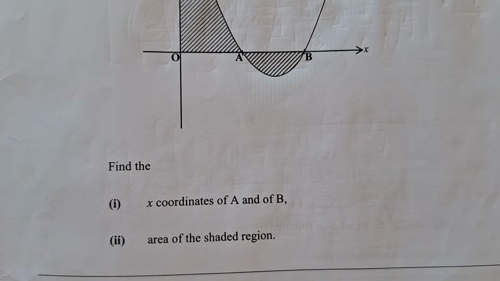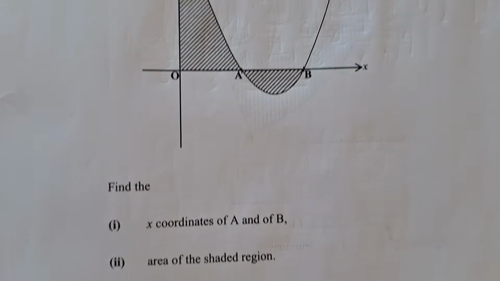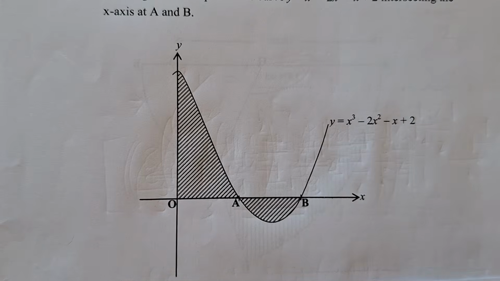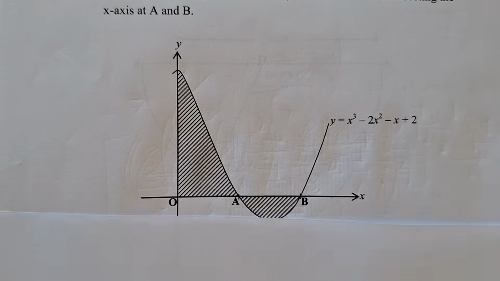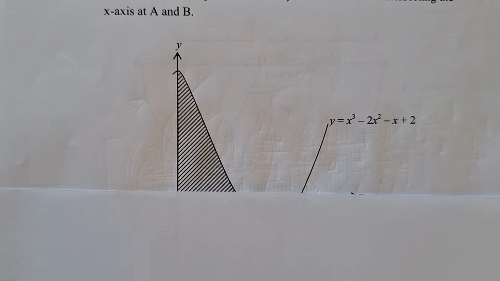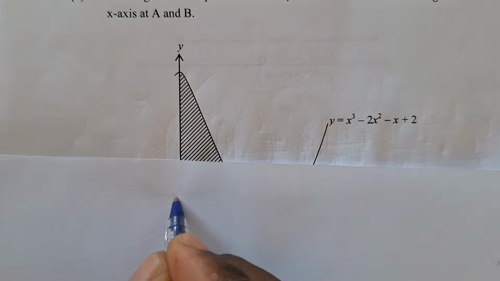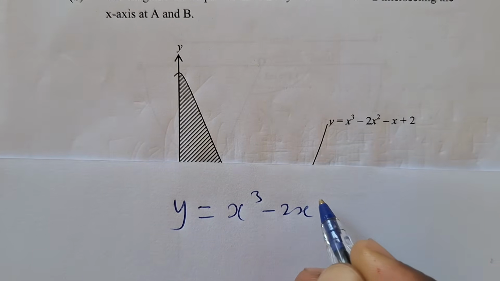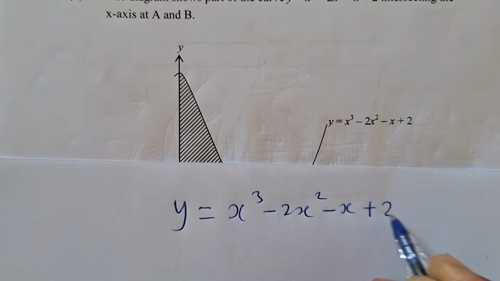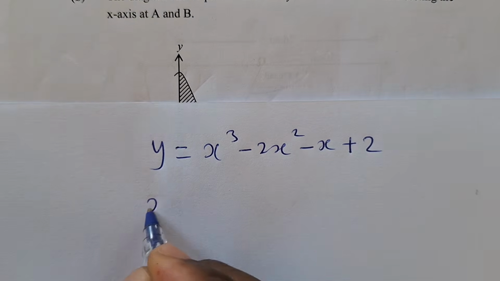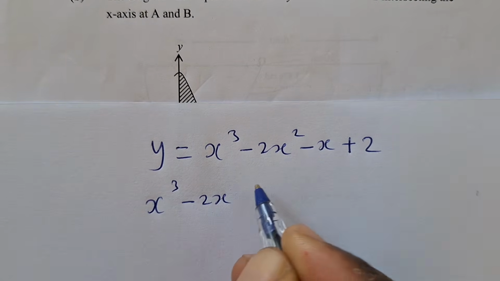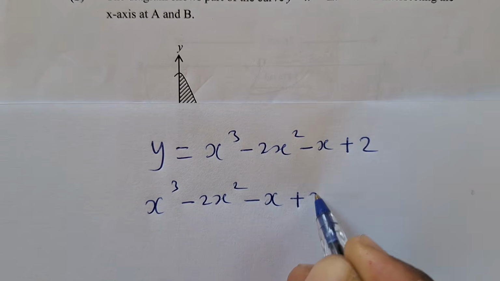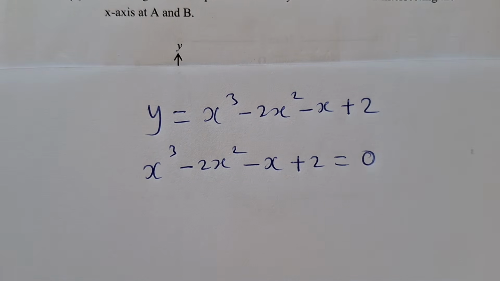So basically what we're going to do here is just to get our curve. Look at this. We want to find the coordinates here at A and B. So we shall get our curve, or the equation, which is y equals x power 3 minus 2x squared minus x plus 2. So I'm going to say x power 3 minus 2x power 2 minus x plus 2 is equal to 0. So I now solve this equation. It's a cubic equation.